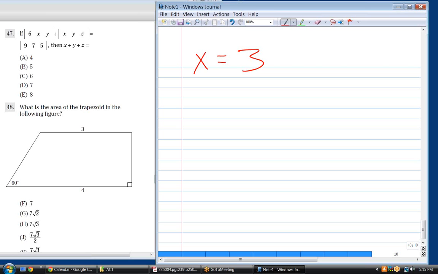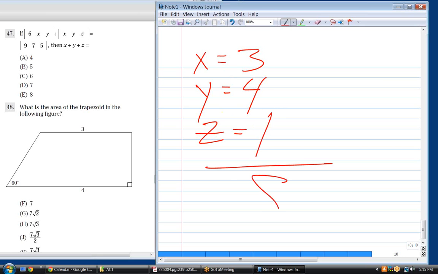So 3, okay. And now we know that x plus y is equal to 7, so what's y? So 4. And we know that y plus z is equal to 5, so what's z? 1. x plus y plus z is 8. Okay, so I think that's the easiest way to do it. You would have gotten there making your 3 equations, but that's overthinking it probably a little too much.